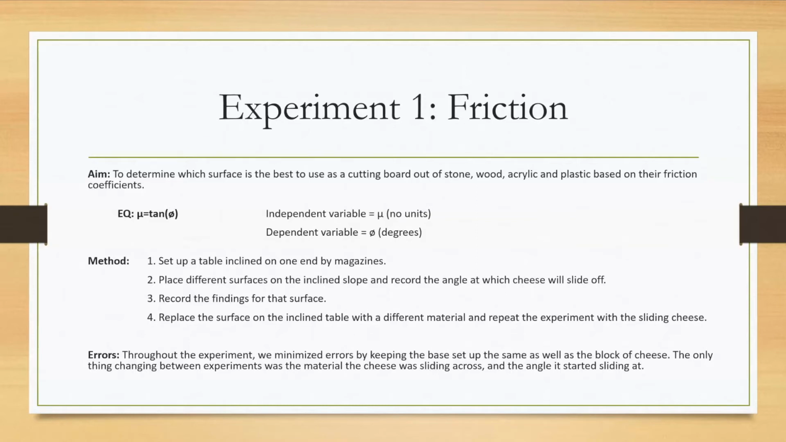For our first friction experiment, we have decided to test which surface would be the best to use as a cutting board from a range of stone, wood, acrylic, and plastic surfaces. Therefore, their friction coefficients are our independent variable, and the angle at which a block of cheese would slide on these different surfaces is our dependent variable.